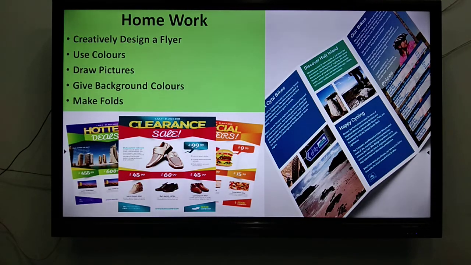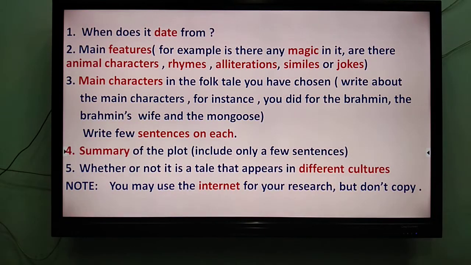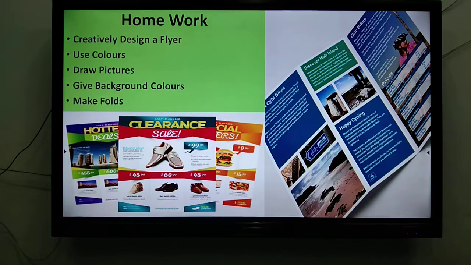Creatively design a flyer. Now don't get confused. Why is this slide here? It is for you to note down information so that when you are designing your flyer, you know what information to use and what information you would not like to use. You may just cancel it out or strike it off. I hope you have understood your homework.